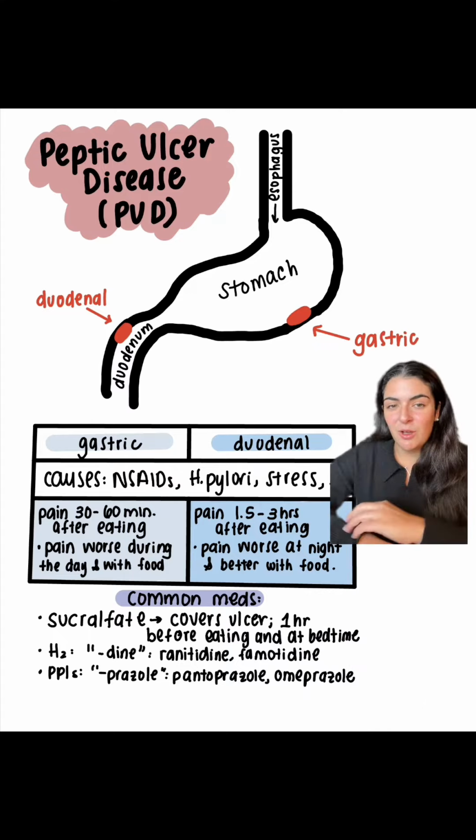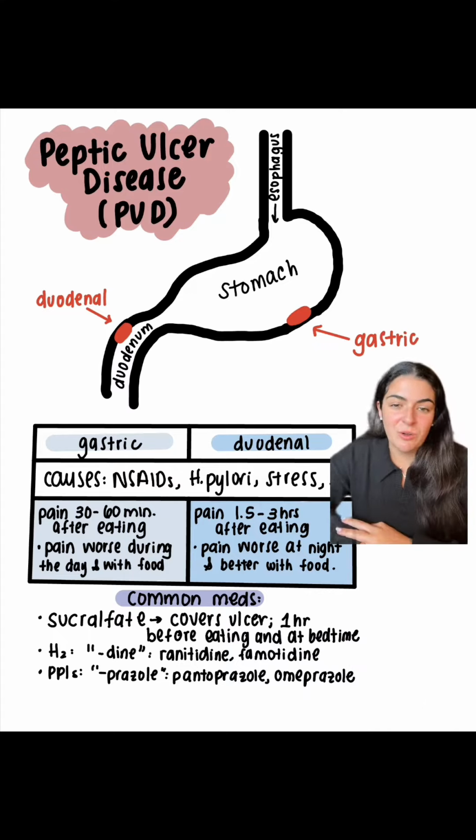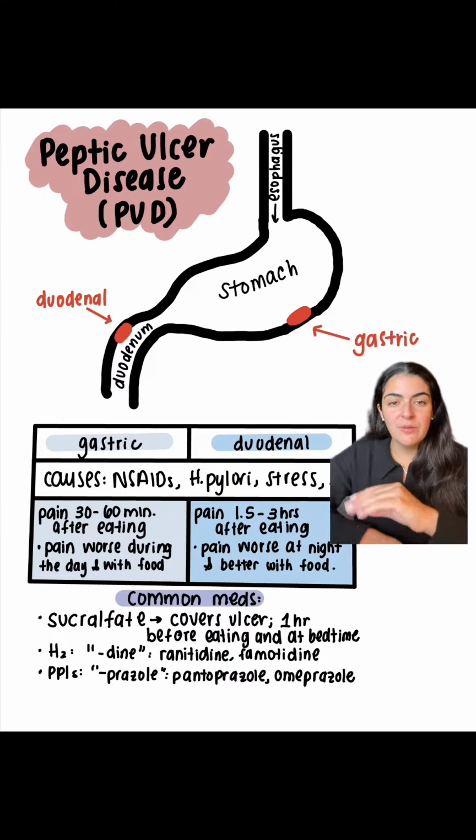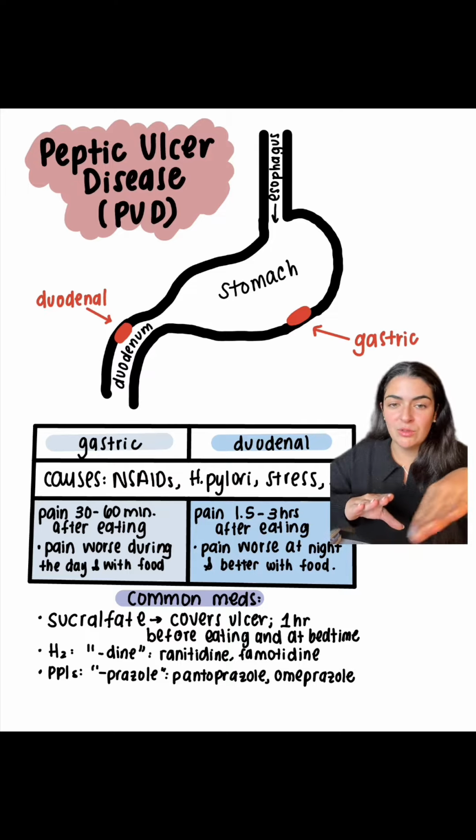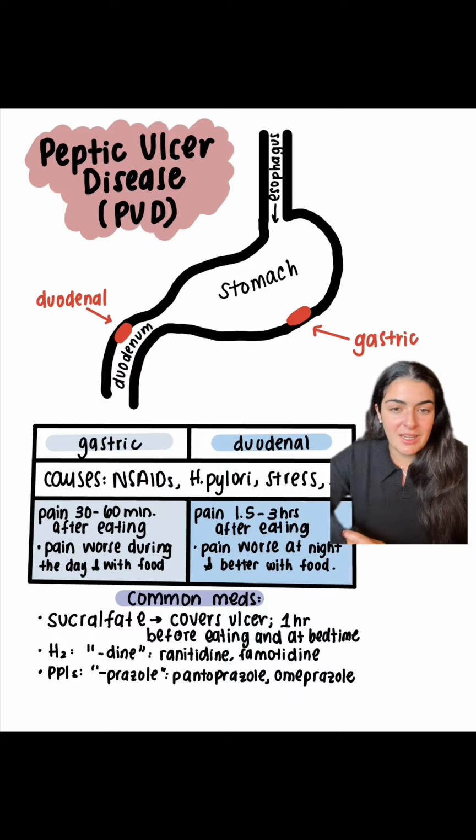Now let's look down here and talk about the common medications you'll see in peptic ulcer disease, okay? Sucralfate is going to be the first one. So sucralfate basically is a protective film or layer that sits on top of the ulcer, so it covers it. You want to encourage your patient to take it 1 hour before eating and at bedtime to protect them overnight.